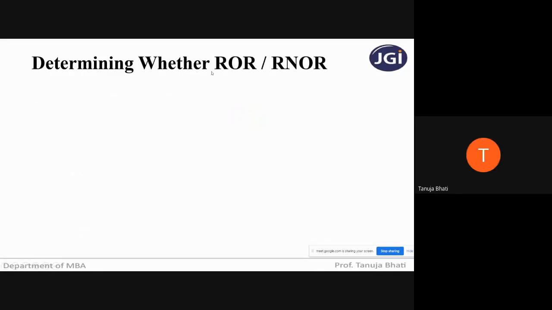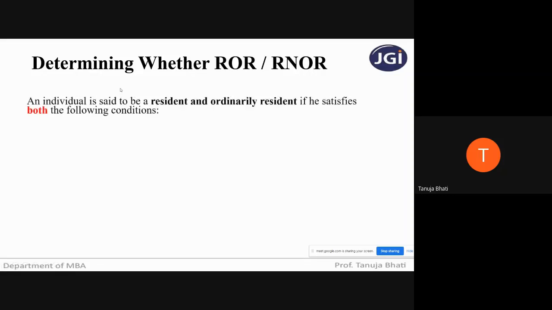Determining whether he's a resident, ordinarily resident or not ordinarily resident. First we know he's a resident or non-resident based on the previous slide. Now, how to understand whether he's ROR or RNOR?